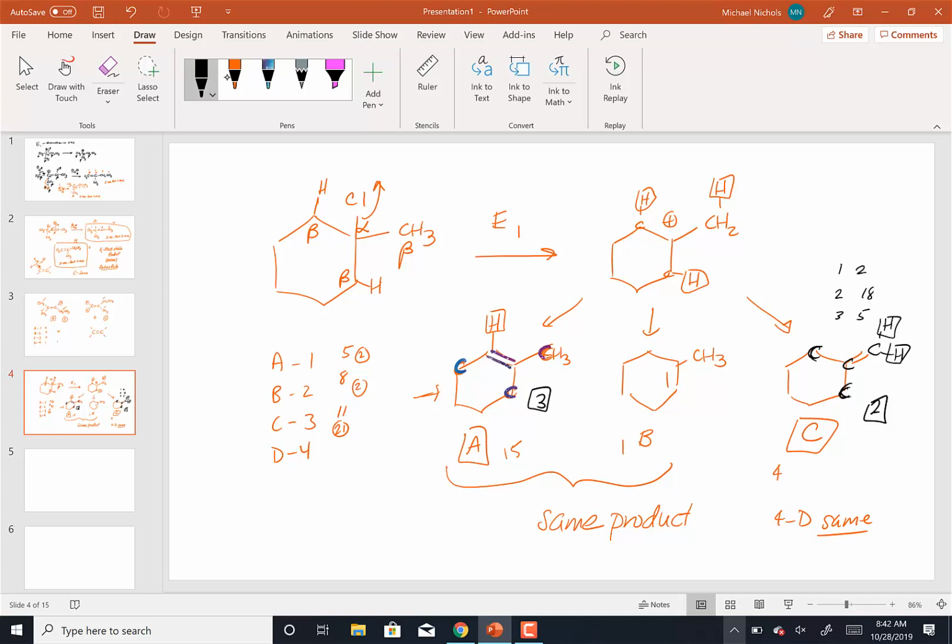So, let's do another one of these. So here is another alkyl halide. I want it to undergo E1. Okay. So, what are the possible products of this reaction? So I'll give you 5 minutes-ish, and can you write out the products, the possible products?